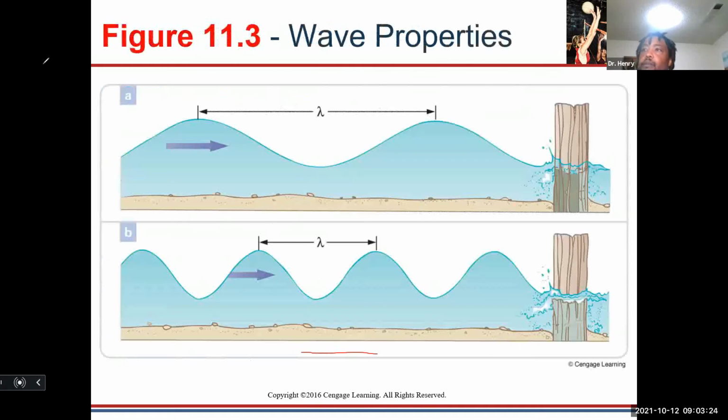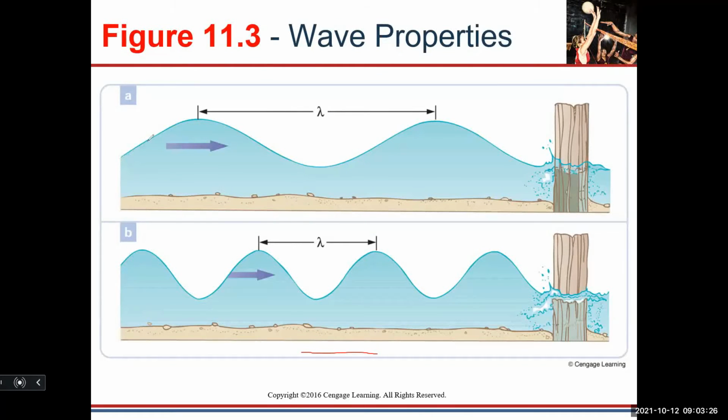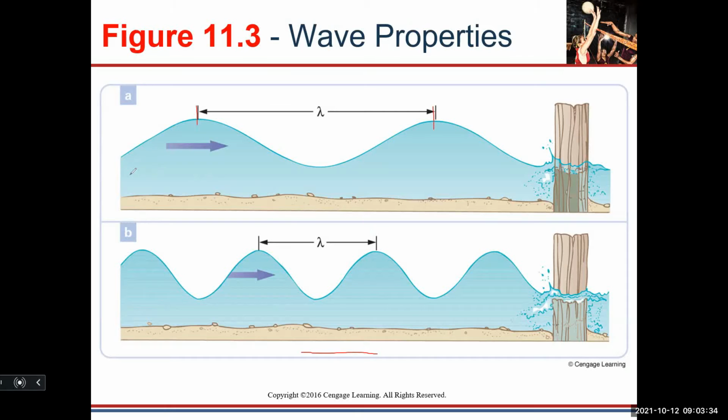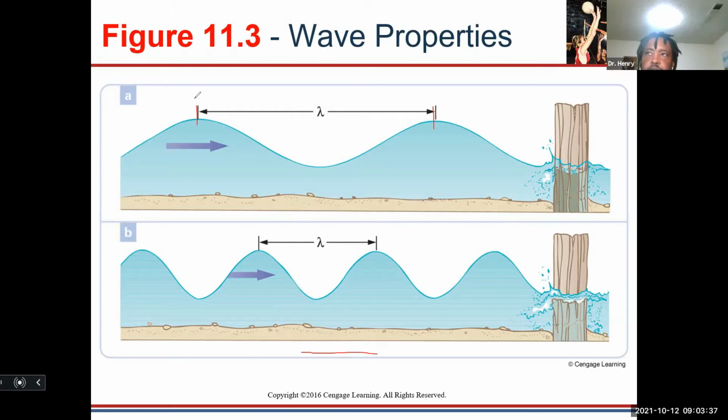Okay, so here's that wave part of it. We have that wavelength, as I said, which is peak to peak or trough to trough. This here represents the wavelength from peak to peak. As we can see, the wavelength of A is greater than the wavelength of B. Wavelength A has a lower frequency. We have 1, 2 waves before we hit the rocks, whereas wavelength B has 1, 2, 3, 4 waves, right?